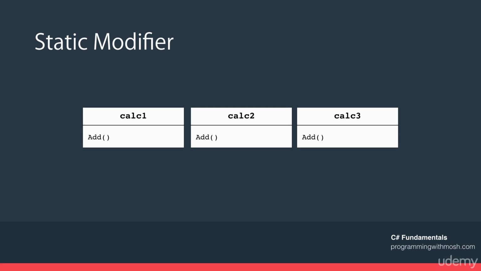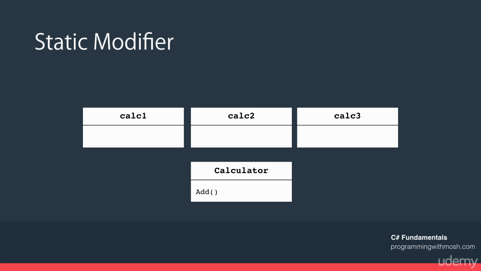So without the static modifier, when you create 3 objects of this calculator class, each object in the memory will have the add method. But when you apply the static modifier, that add method will be only in one place in memory, and that is the calculator class itself. So it's not going to be repeated 3 times in memory. But why do we need this? We use the static modifier when we want to represent a concept that only a single instance of that should exist in memory.